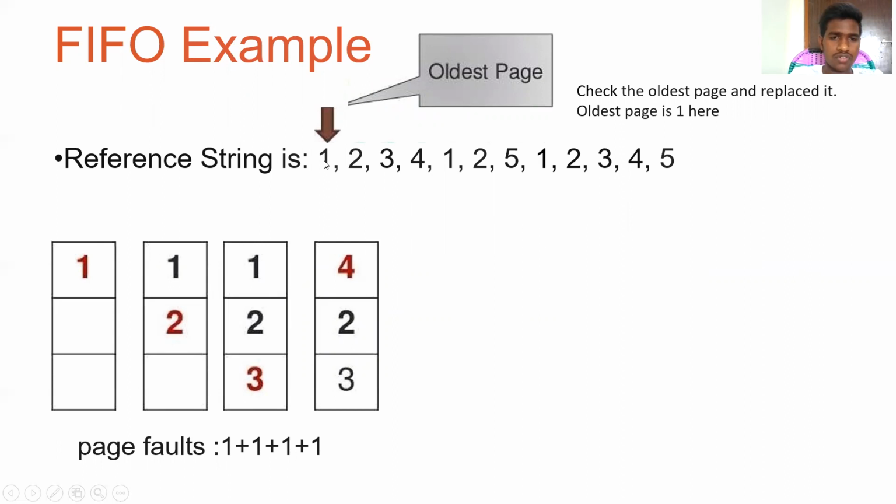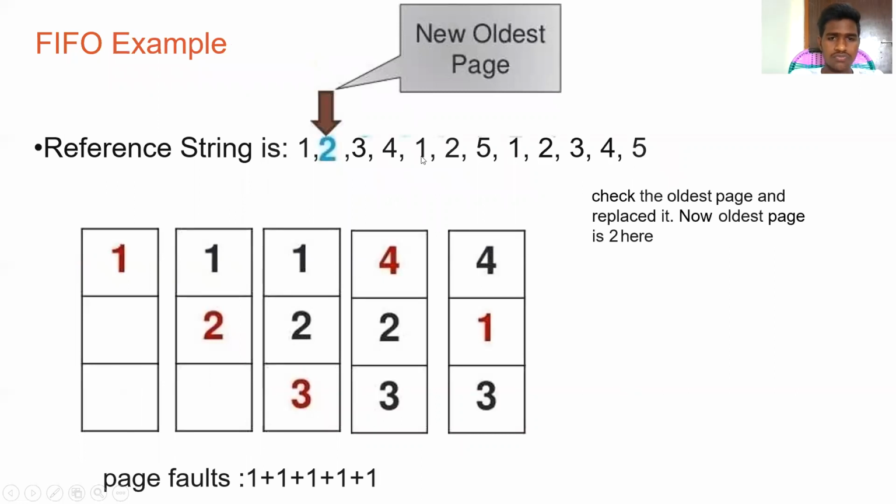Here you can see the oldest one, that means the first in, first out, is 1. So we will replace this 1 with this 4. And another page fault occurs with this 4. There are 4 page faults until here.